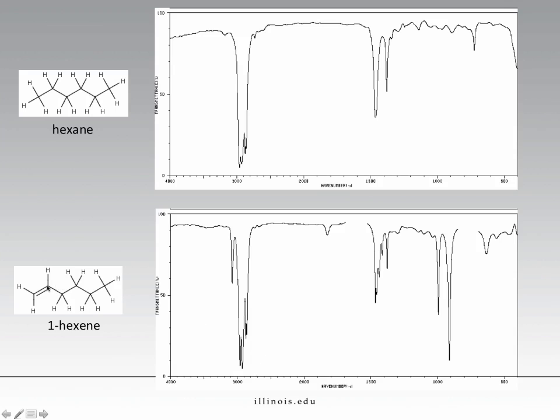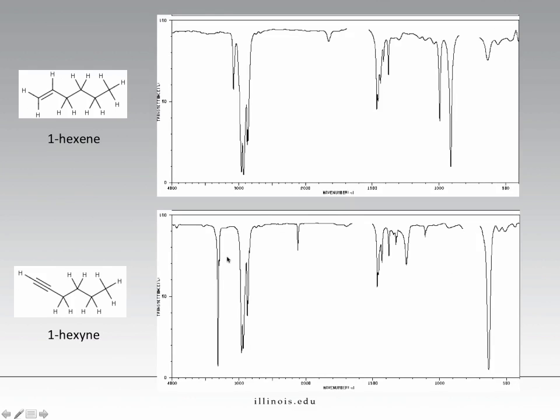We also have, however, sp2 hybridized carbons attached to hydrogens. Those should appear above 3000, and in fact, we do see stretches above 3000 that correspond to those sp2 hybridized carbons attached to hydrogen. We continue on and compare 1-hexene to 1-hexyne, which has an alkyne. We have an sp hybridized carbon attached to a hydrogen. That should show up at roughly 3300 wave number, and indeed we see that in the IR spectrum. We see this stretch, which corresponds to this sp hybridized carbon attached to a hydrogen.